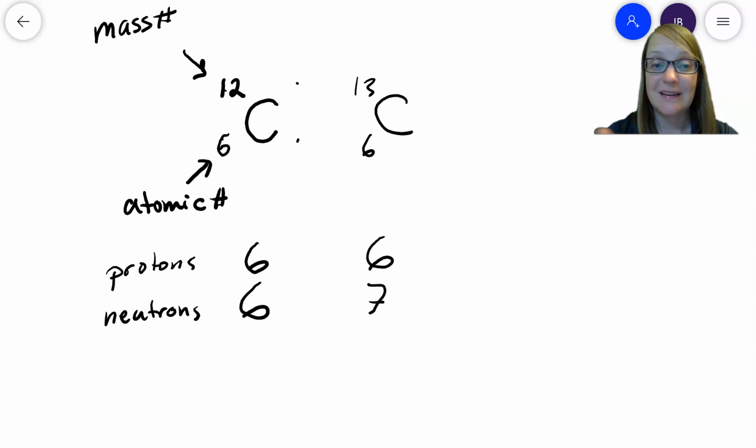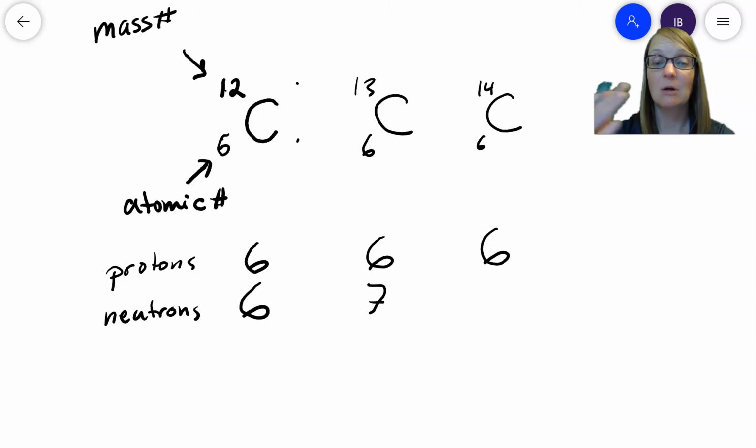There is also yet another form of carbon on our planet, which is carbon 14, which looks like this. Again, still 6 protons because this is an atom of carbon. But now we have still 1 more neutron in the atomic nucleus for a total of 8.